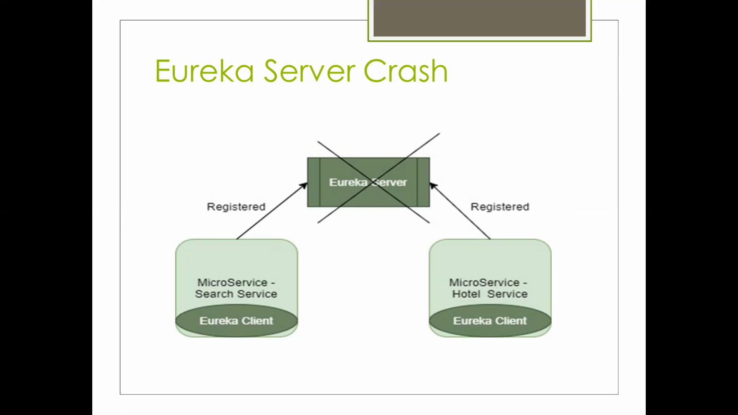But if any microservice fails, the Eureka server doesn't know about it because it is not available, and hence the registry of other microservices and other Eureka clients are not updated. So if it tries to connect to the failed microservice, then it will get an error, right? And secondly, if there is a new microservice that comes up, it is not registered with the Eureka server, and hence it is not available to other Eureka clients. Okay.